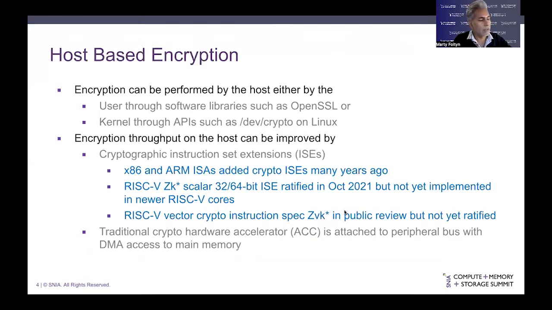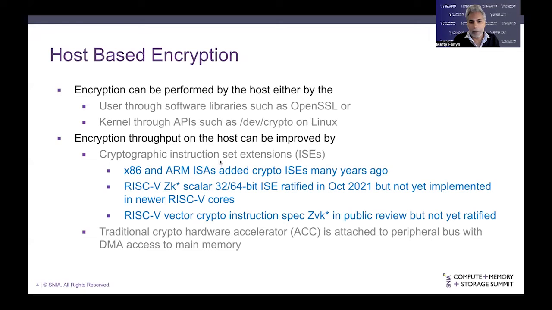So host-based encryption is encryption that's performed by the host. That's the most common encryption. In the context of a data center, for instance, encryption can be performed by the user through software libraries such as OpenSSL, or through the kernel through APIs such as /dev/crypto in Linux. To improve the throughput of the encryption and decryption, in the past, crypto instructions were added.